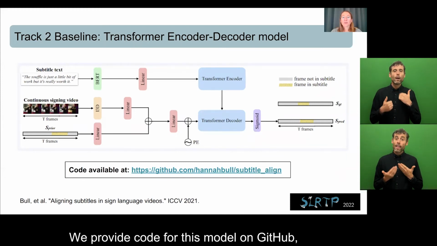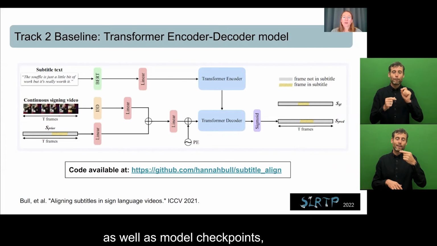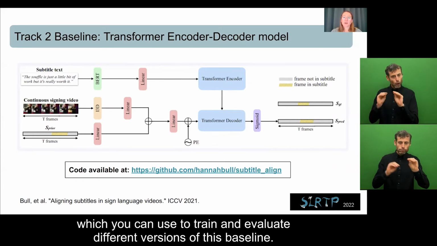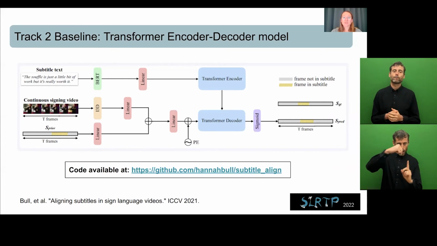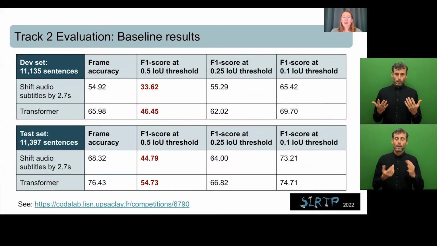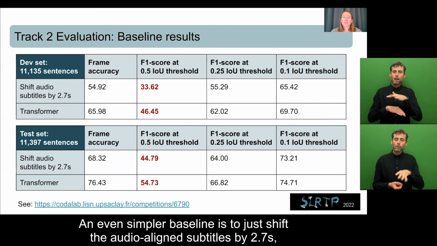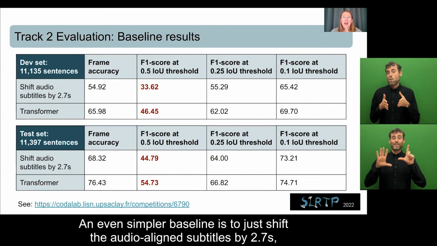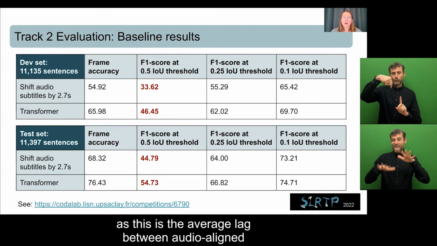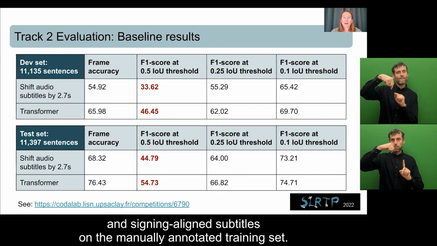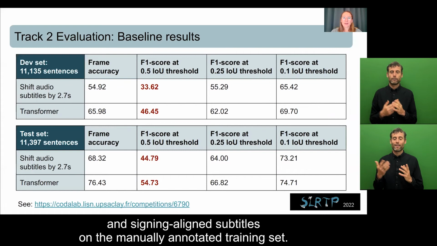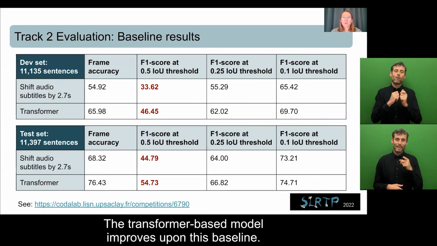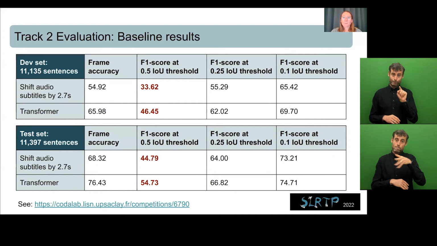We provide code for this model on GitHub, as well as model checkpoints, which you can use to train and evaluate different versions of this baseline. An even simpler baseline is to just shift the audio aligned subtitles by 2.7 seconds, as this is the average lag between audio aligned and signing aligned subtitles on the manually annotated training sets. The transformer-based model improves upon this baseline.